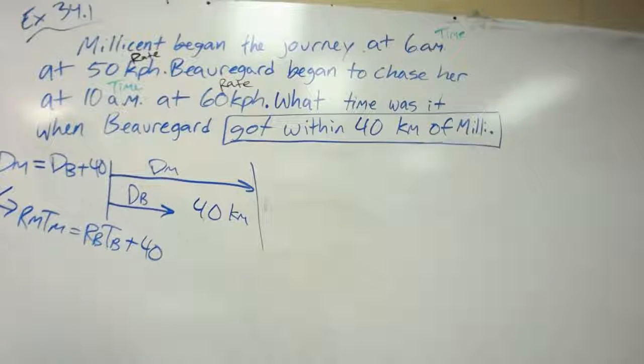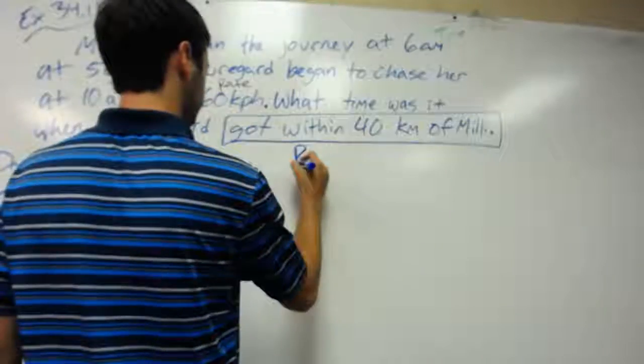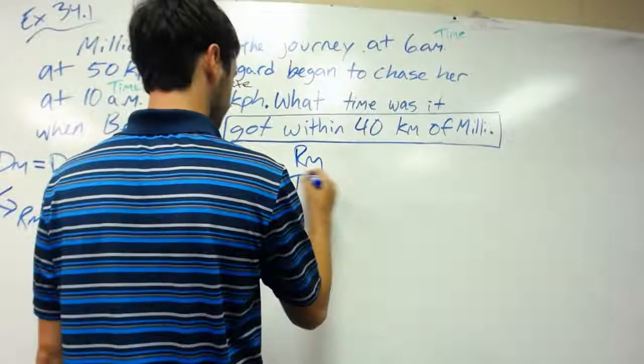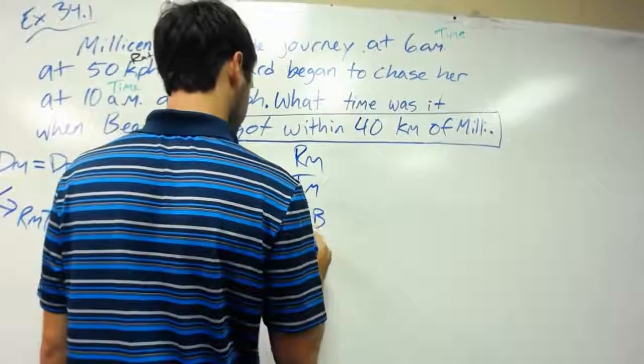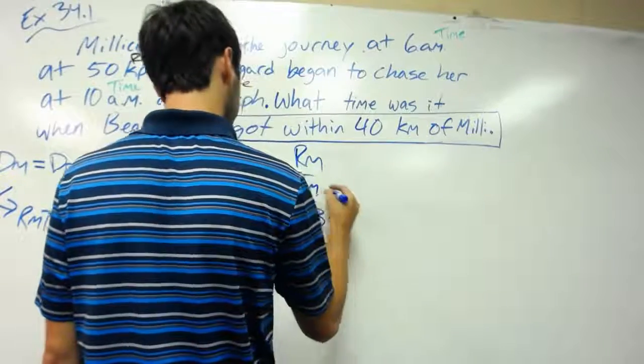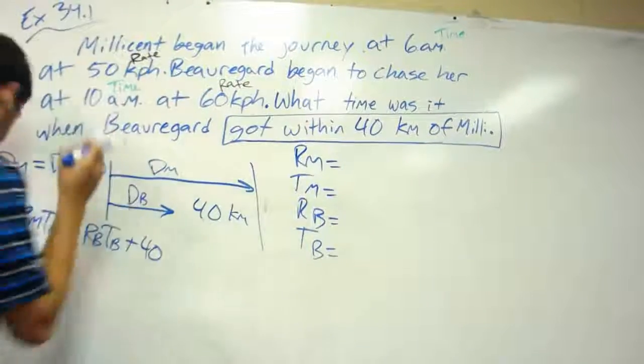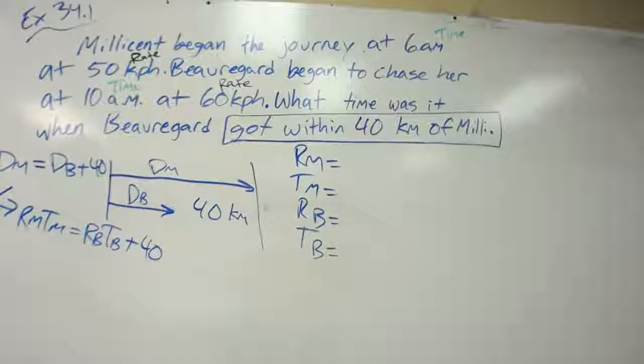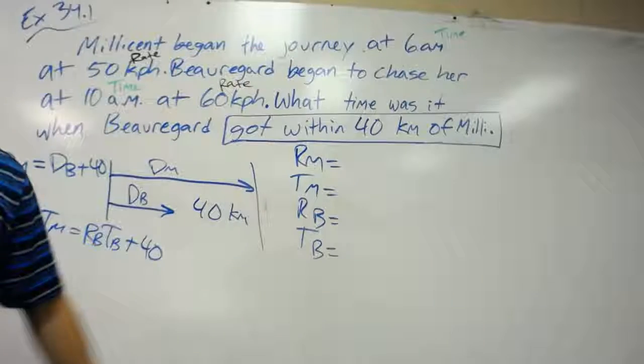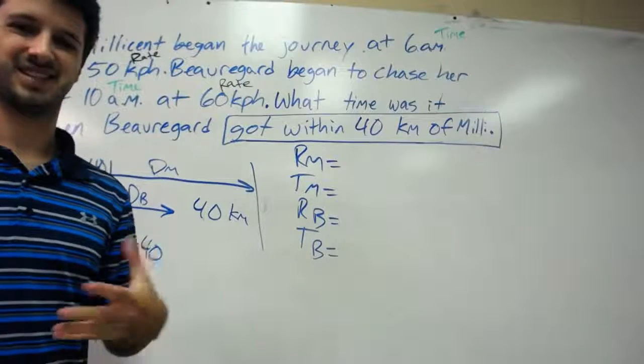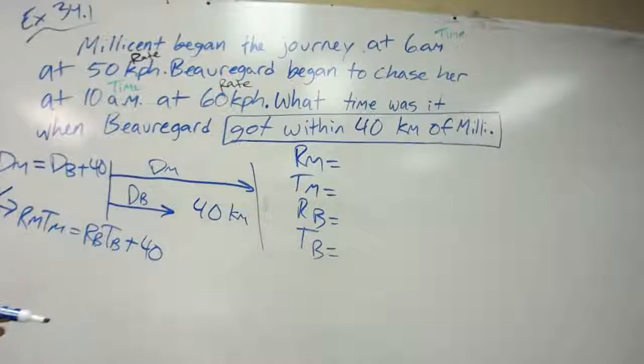English to math. So now we know that we need to find rate of Millicent, time of Millicent, rate of Beauregard, time of Beauregard, our four subscripted variables that we always need to find. Let's see if there's any that it just gives us. All right, let's look at our highlights here. 6 a.m. Okay, well, that's not a time traveled. That's just a time in the day.